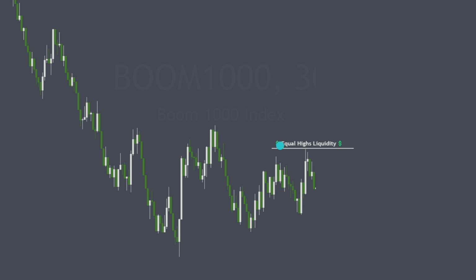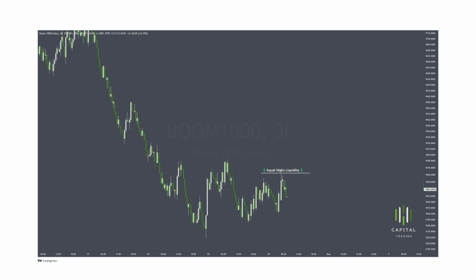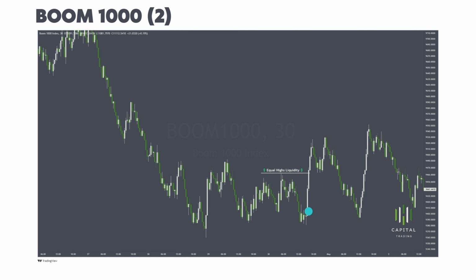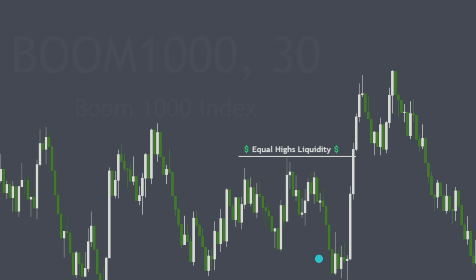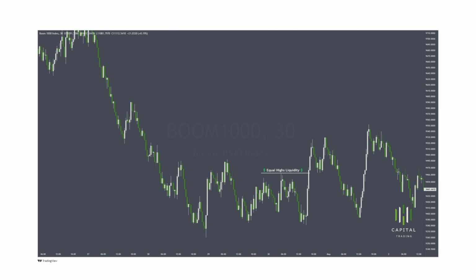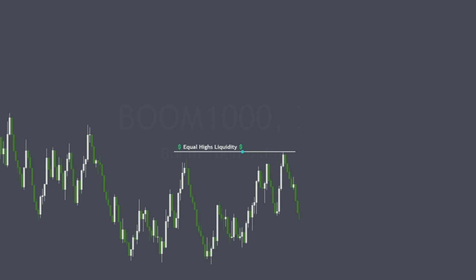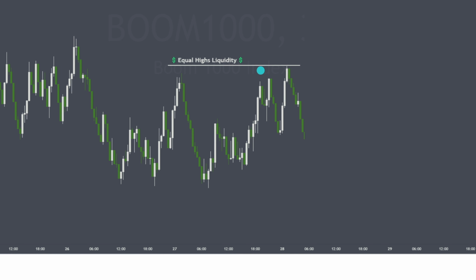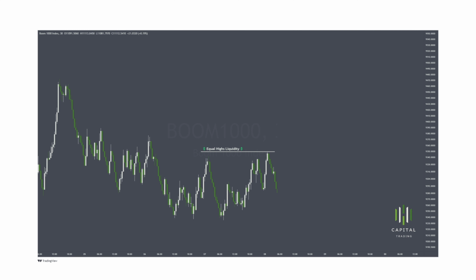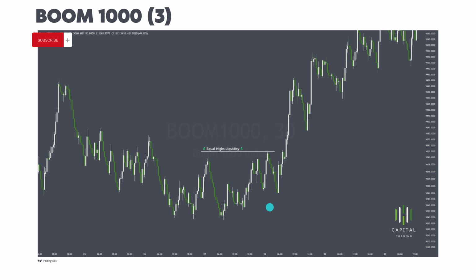So I had this 1, 2 relative equal highs. And price after some time did reach into these equal highs, right? Now let's jump into the last chart. We had price forming this 1, 2 relative equal highs. Then after some time, they did reach into those equal highs and also into this equal highs. So that's how you'd look for liquidity on Boom 1000.